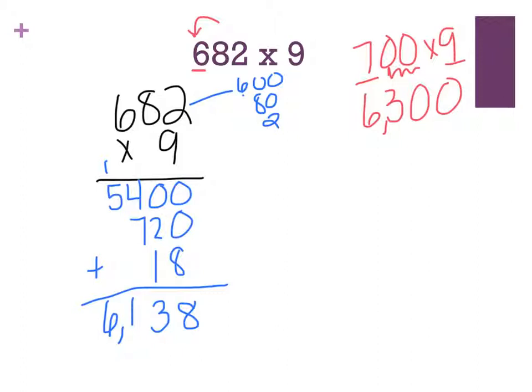Now let's look. My estimate, 6,300, is higher than my exact answer, 6,138. My rounded number, 700, is also higher than the number I multiplied by, 682. Since 6,138 is close to 6,300, and since 700 and 6,300 are both greater than 682 and 6,138, I can say that my answer is reasonable.